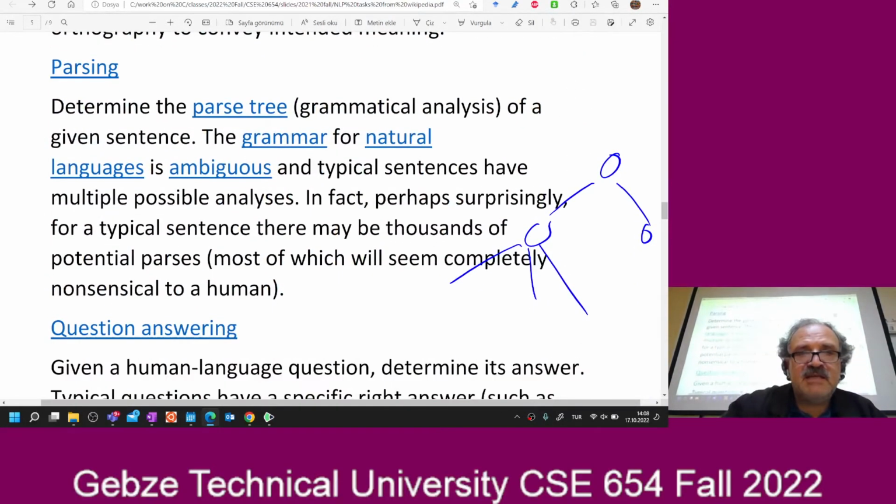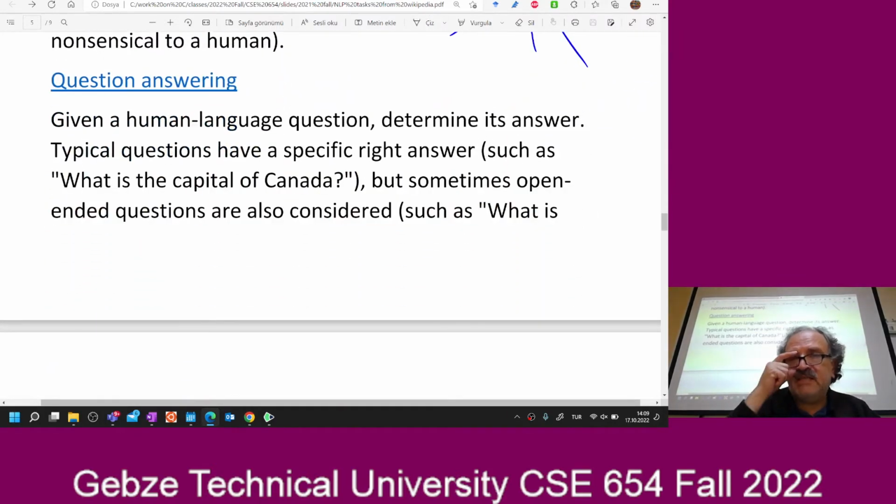Parsing is one level up. It says that given the grammar of this language, okay, this is the main verb of the whole sentence. This is the main subject of the whole sentence, and etc. So it gives this kind of a meaning to a given sentence. That's called parsing. Question answering, you already know that.